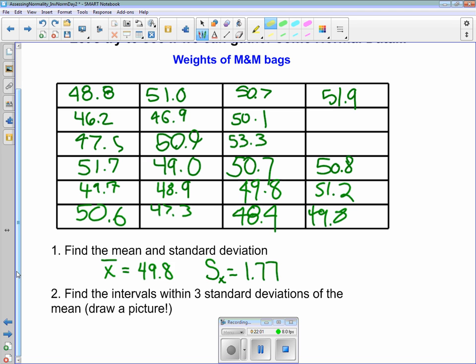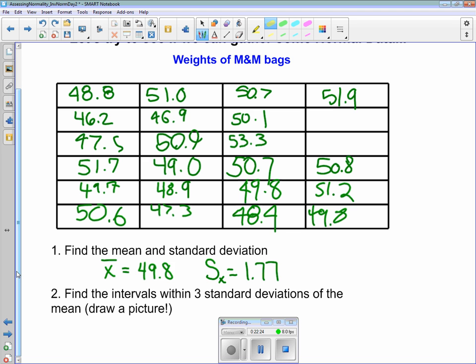I don't even think it's that close. 47 point what? 47.9, and we got a whole two grams more. All right. So Deja says maybe it's because they're trying to make you feel good. You got more. You beat the system. That's good.